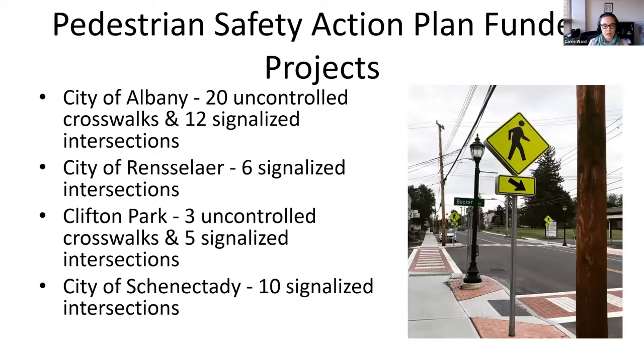I wanted to highlight for the last solicitation that was done under this program, the projects that were funded in the capital region. That's in the city of Albany, uncontrolled and signalized intersections; city of Rensselaer, 6 signalized intersections; Clifton Park got funding to do some uncontrolled crosswalks and 5 signalized intersections; and the city of Schenectady with 10 signalized intersections. Next slide.